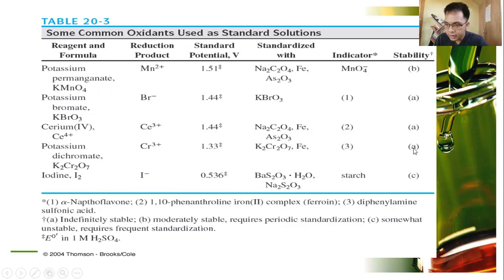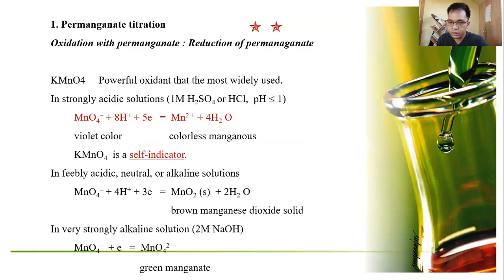And then for stability, you have to consider this. Their stability is this. So those are the list that you need. And you don't have to memorize those. If you want to memorize, sige, go ahead. So first is the permanganate titration.